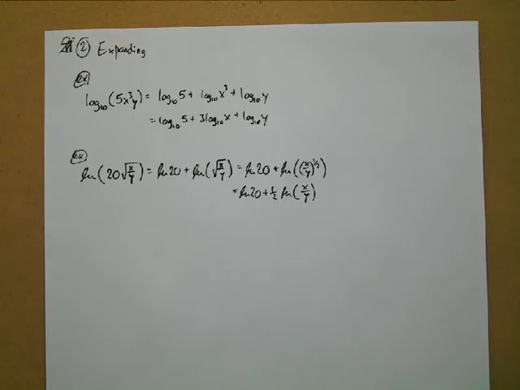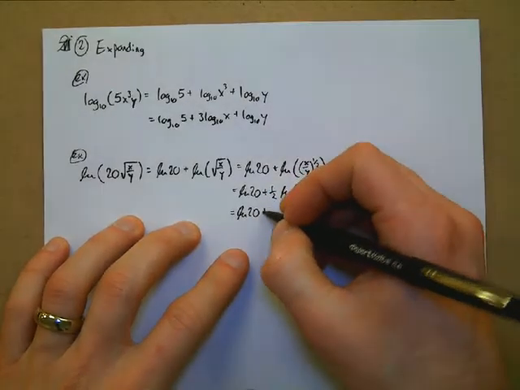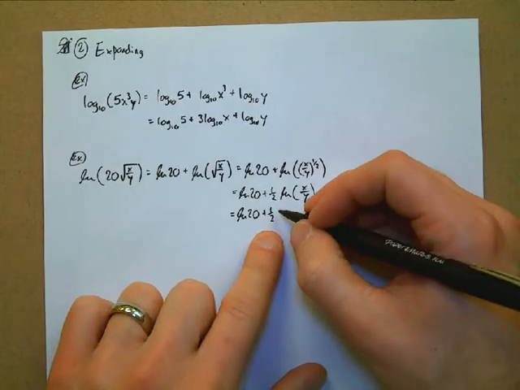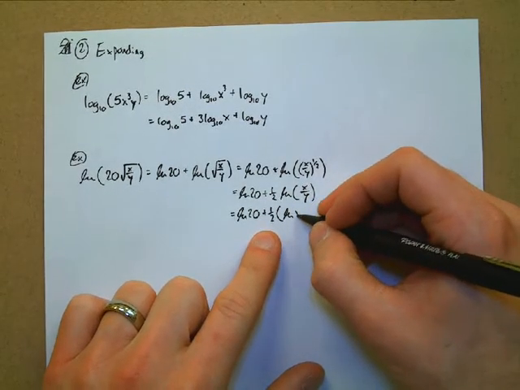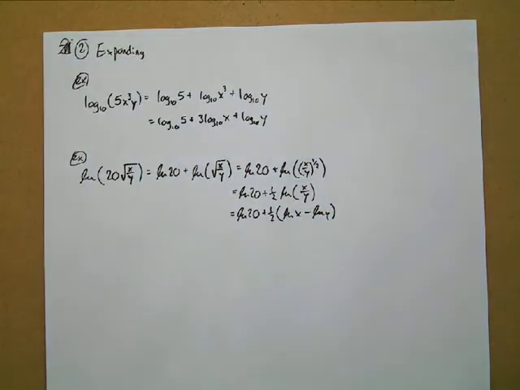Now we have x divided by y, which we can change to what? Subtraction. You got it. And that 1/2, again, it's going to be 1/2 times the quantity natural log of x minus the natural log of y. So again, you can distribute if you want, or you can leave it like that. It's up to you whether you want to distribute the 1/2 or not.